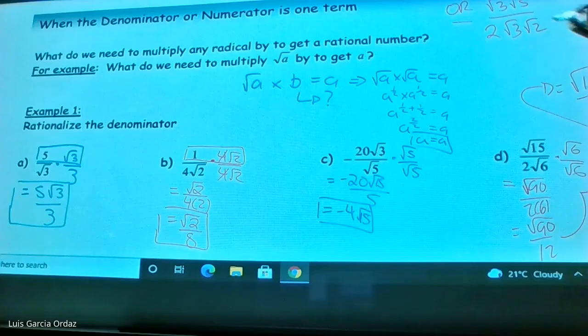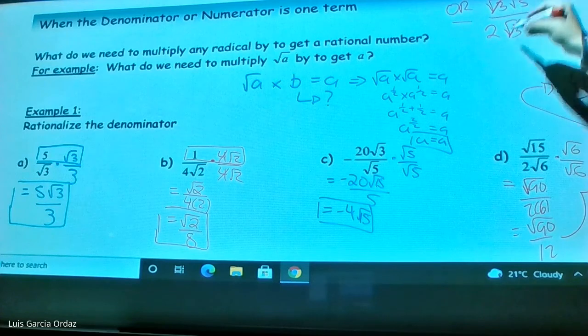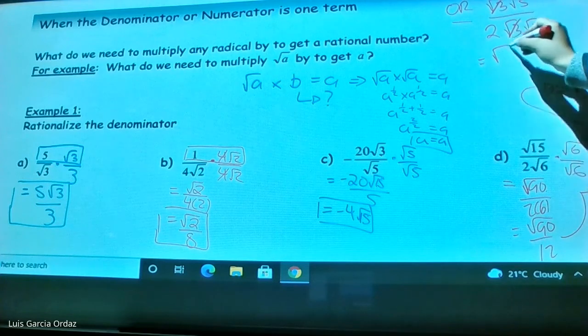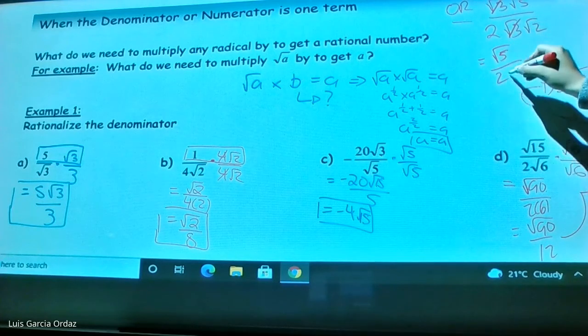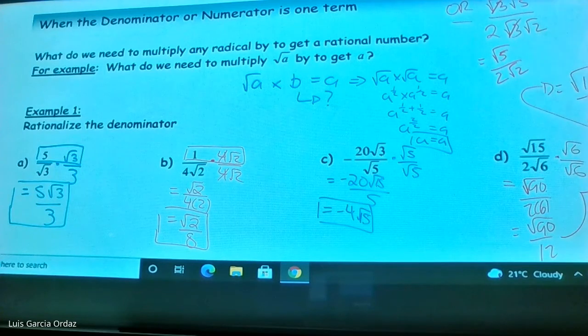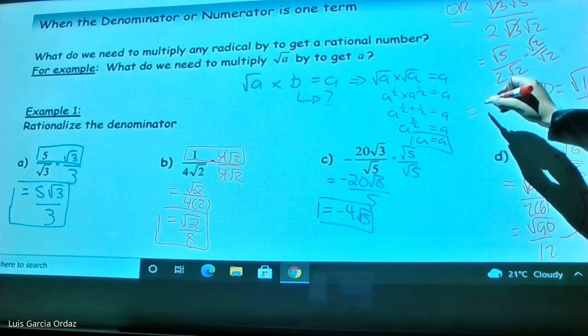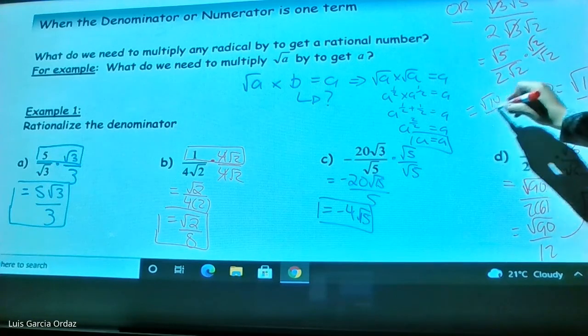Sorry, I can't really see the board. Is it the 3's that cancel out? Yeah, the root 3's cancel out. So we're left with root 5 over 2 root 2. So what would we multiply by if we wanted to simplify? Root 2. Root 2. Yeah. And that would give us root 10 over 4.